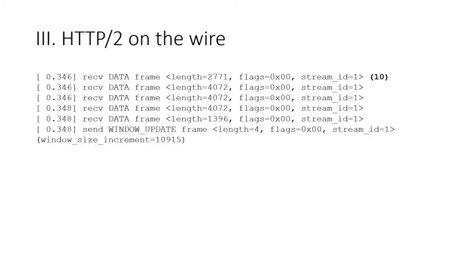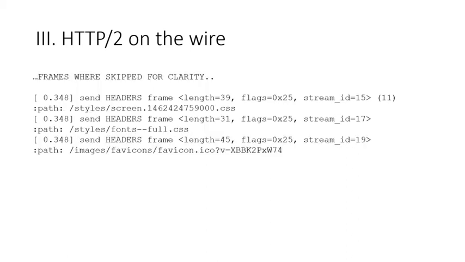At last we got the data from the server. You see 5 data frames come down, followed by the window update frame. The client indicates to the server that it consumed 10,915 bytes of data frames and it's ready for more data. Now that the client has the base HTML file, it can start asking for objects on the page.